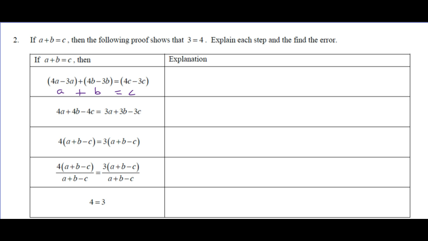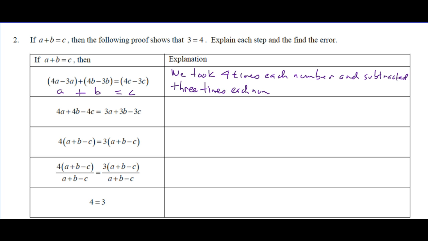So that should be the same then, right? If I take 4 times the number and subtract 3 times the number, I'm just going to get the number, right? So what's going on in this step? Well, we took 4 times each number and subtracted 3 times each number to get back the original number, which gives the original number.